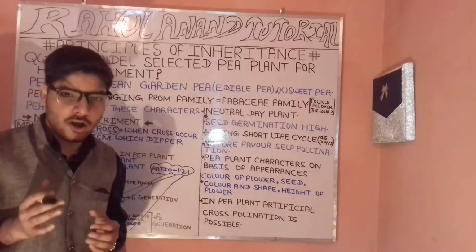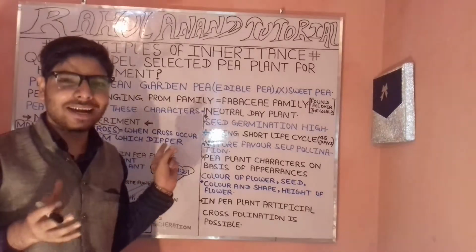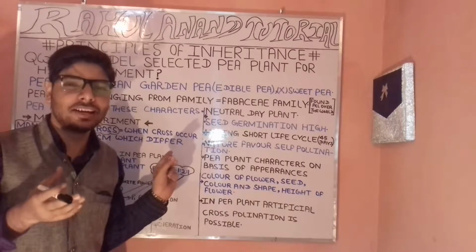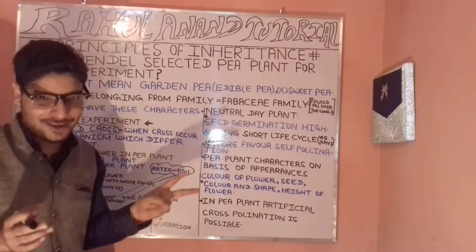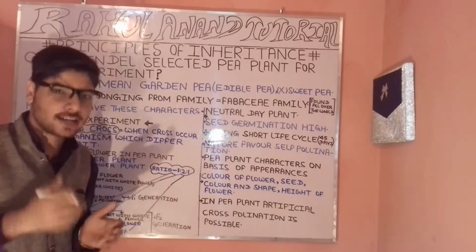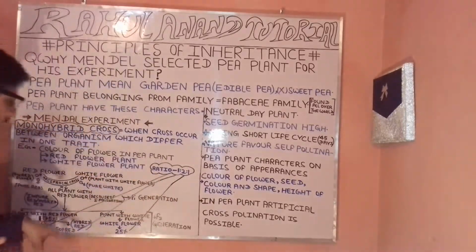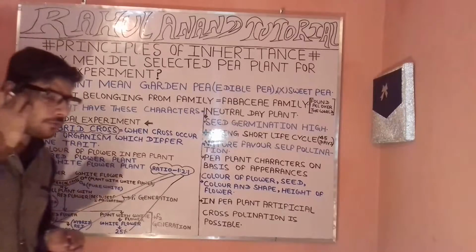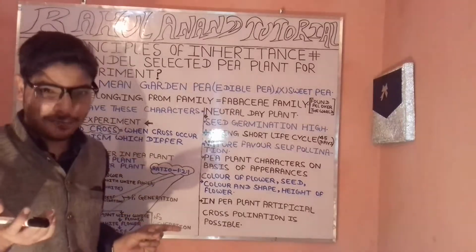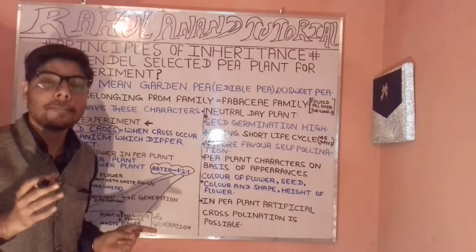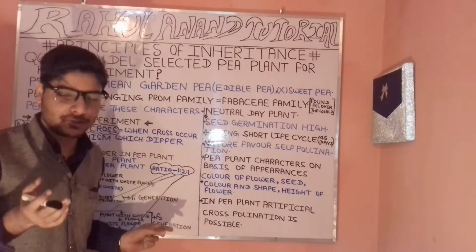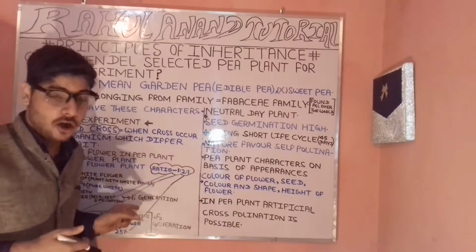So when the cross occurs between organisms which differ in one trait, for example the plant with the red flower and the plant with the white flower, let's try to understand these formulas. So when we cross the plant bearing the red flower with the plant bearing the white flower, let's try to understand what will occur in this case.